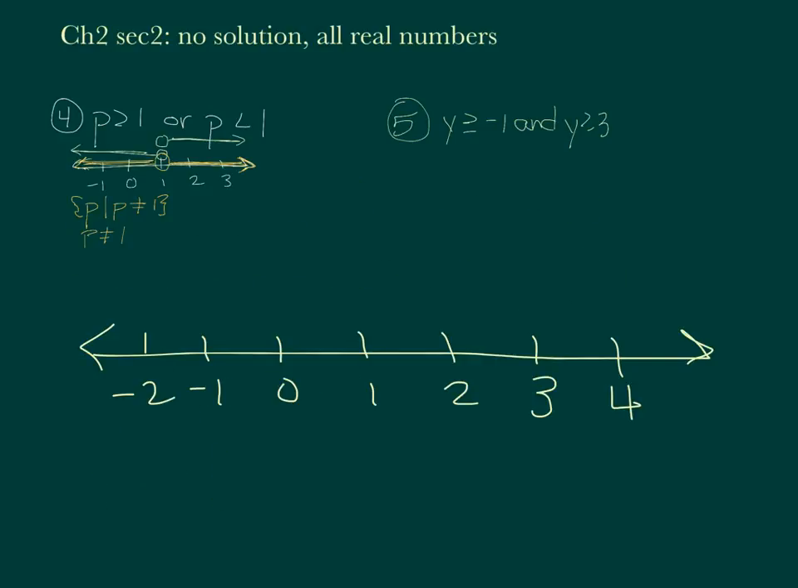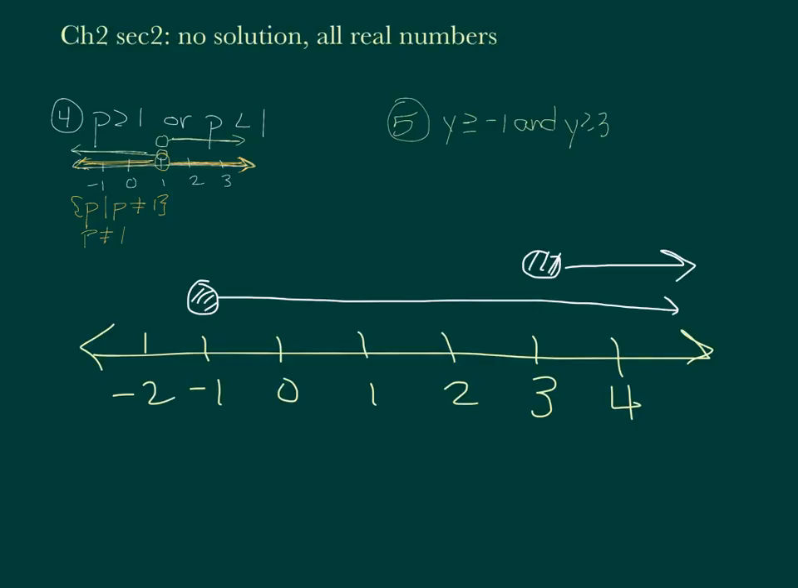All right, now let's look at number 5. The first part of number 5 says y is greater than or equal to -1. So I'm going to circle -1. I'm going to fill that in because it can also be equal to. And then y is greater than, so I'm going to shade in this direction. Now I'm going to look at the second part. y is greater than or equal to 3. So I'm going to circle 3, shade it in, and then shade greater than 3.